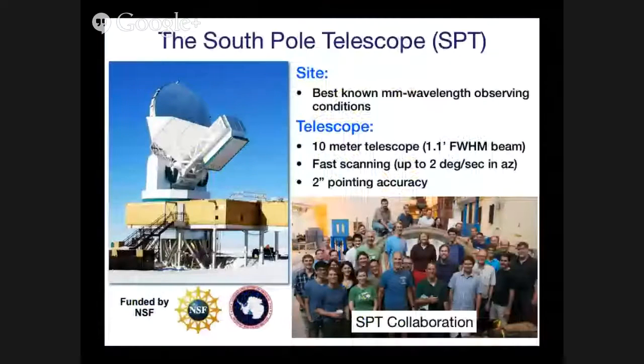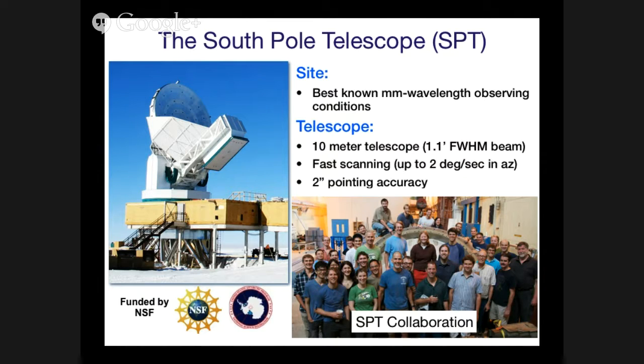To do this science, we built the South Pole Telescope, which is a 10-meter telescope located at our best known millimeter wave observation site. To understand why the South Pole is such a great site for millimeter wave observations, it's useful to know what the atmosphere emits at these wavelengths, and that's water vapor. Water vapor is not very well mixed in the atmosphere, so it leads to a time-varying signal, depending on how these clouds are blowing in front of your telescope. And the best way to get rid of water vapor is to go to someplace that's really, really cold.